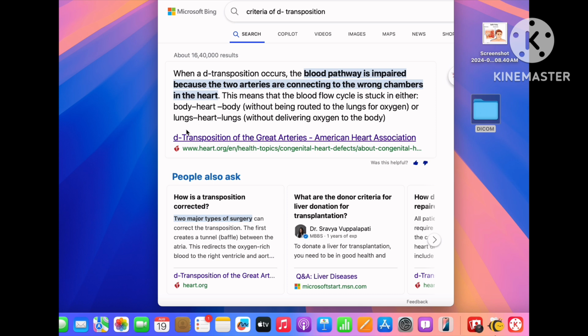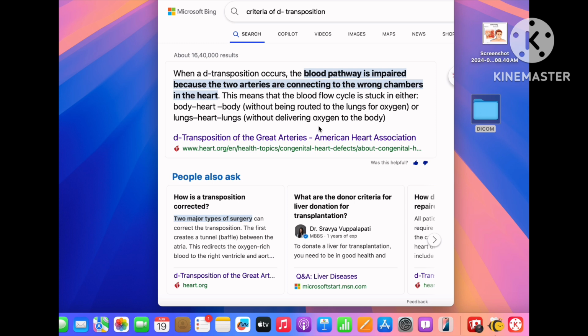And what happens to the lungs? Pulmonary veins to left atrium, to left ventricle, and then again to pulmonary artery, then lungs, then pulmonary veins, then left atrium, then left ventricle, and then again pulmonary artery. So lungs, heart, lungs, without giving oxygen to the body. So there must be some sort of ASD, VSD and PDA.